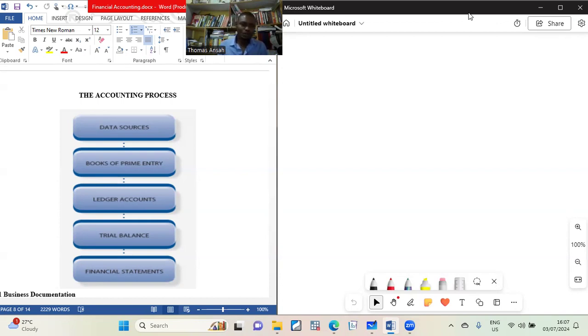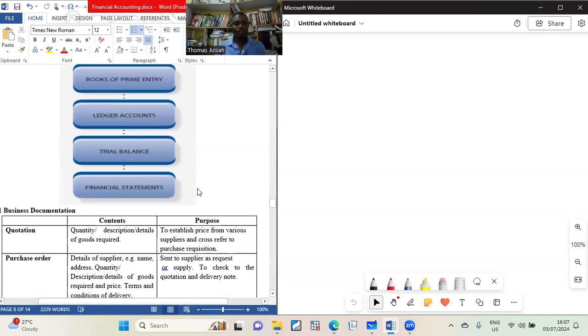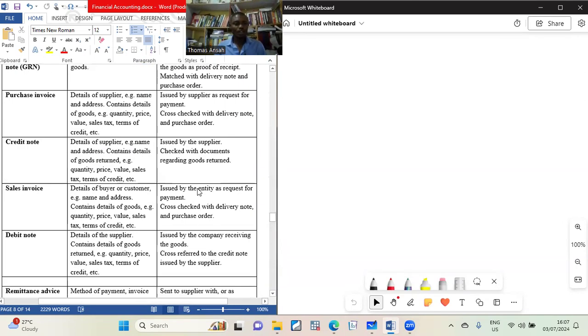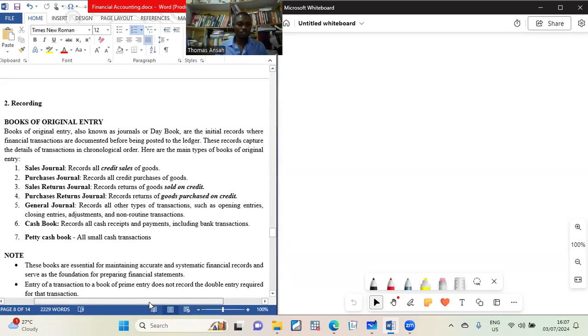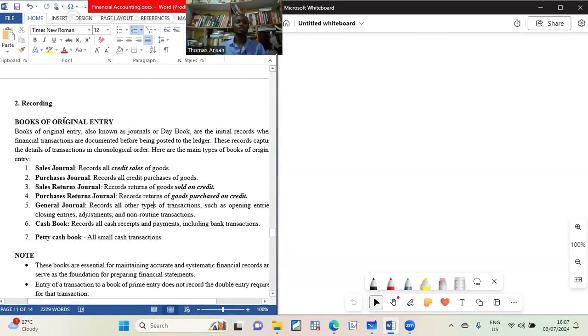Now, the next step is what we call the books of prime entry, or books of original entry, or general, or the journals, all right. So those are the names. Now we are looking at recording into the books of prime entry. It's also called the books of original entry. So we're starting our recording process. The books of original entry are also known as journals, and also known as day books, or books of first entry.